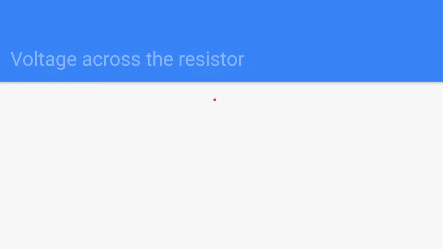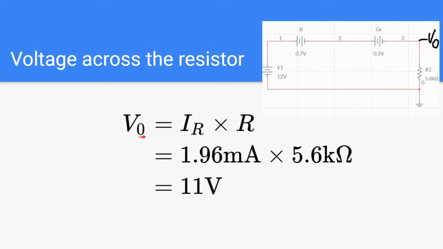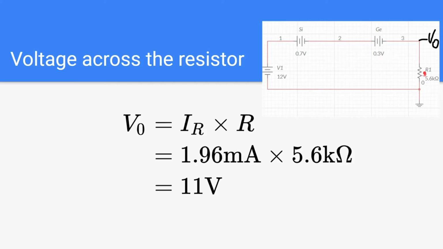Let's calculate the voltage across the resistor. We need to find the voltage across this resistor. That means the potential difference between these 2 points we need to calculate. Which is nothing but the current through the resistor times the resistance of the resistor, according to Ohm's law, which is 1.96 milliampere times 5.6 kilo ohm, which is equal to 11 volt. So the 12 volt drop is distributed as 1 volt drop across both diodes and 11 volt drop across this resistor. Now that's it. We have calculated both the current through the network and the voltage across the resistor.